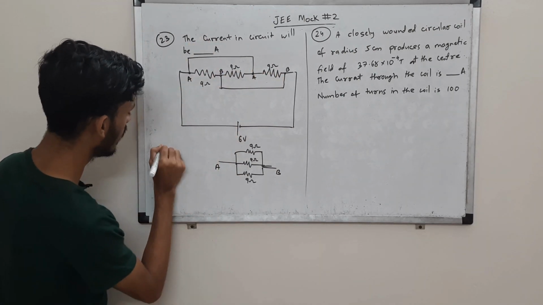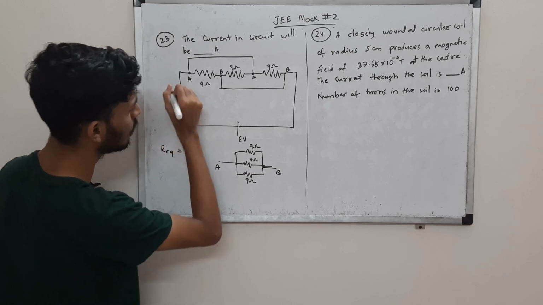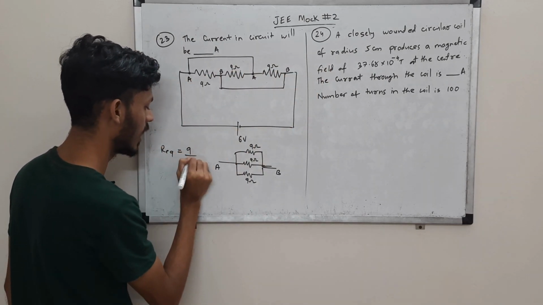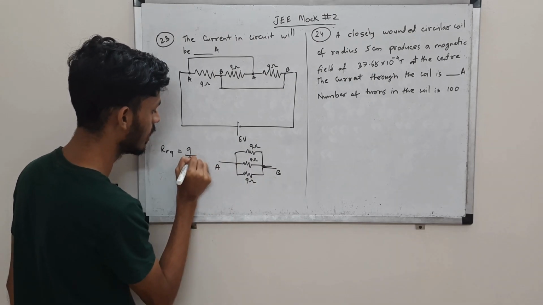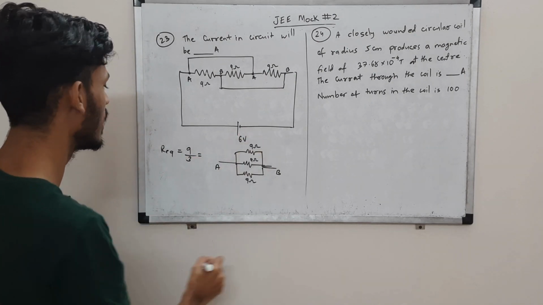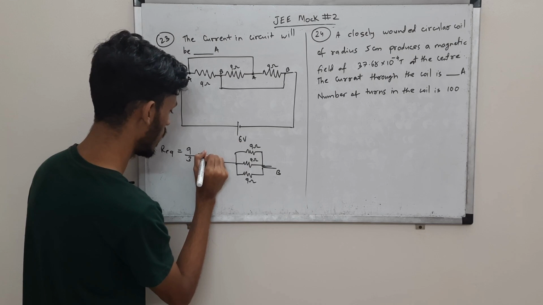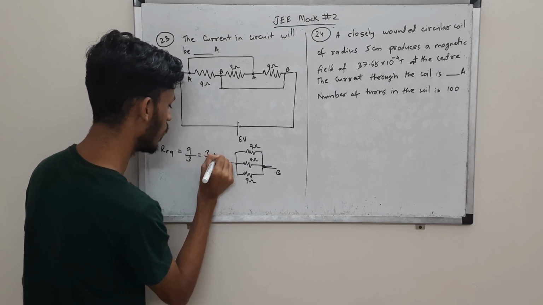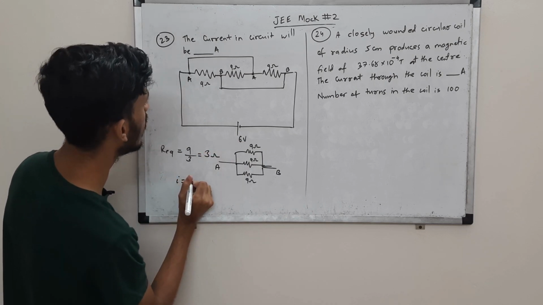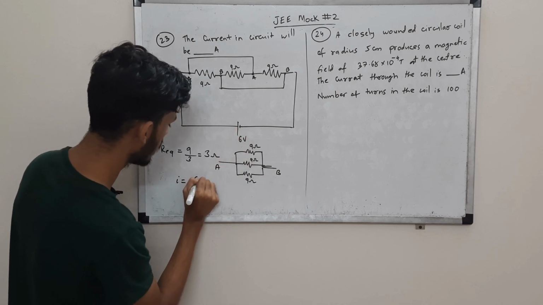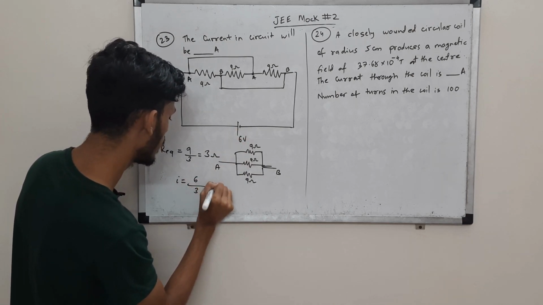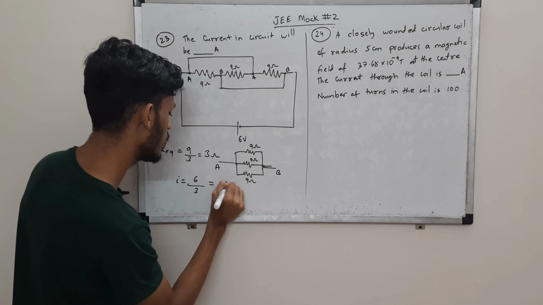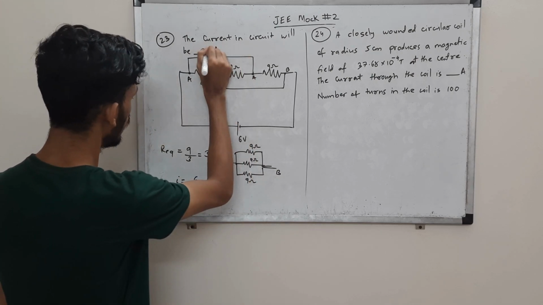So basically in a parallel combination, R equivalent, if you have 9, 9, 9, it will be 9 by n, or in this case 9 by 3 resistors. Okay, so that is 3 ohms, and I will be given as V by R. V is 6 and R equivalent is 2, so this is 2 amperes.